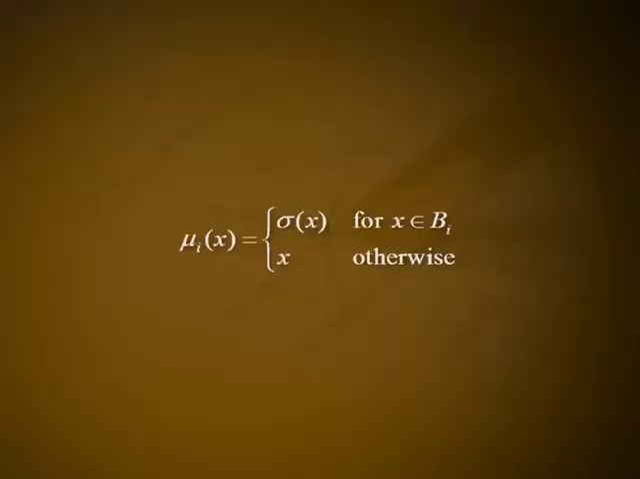We give one more proof each for the already discussed theorems 1 and 2 using orbits. Theorem 5. Every permutation sigma of a finite set A is a product of disjoint cycles. Proof using orbits. Let B1, B2, etc., Br be the orbits of sigma and let mu i be the cycle defined by mu i of x is equal to sigma x for x belonging to Bi, which is equal to x otherwise.